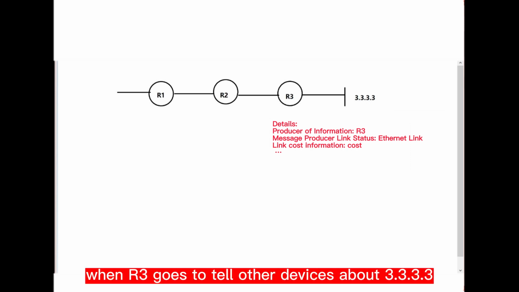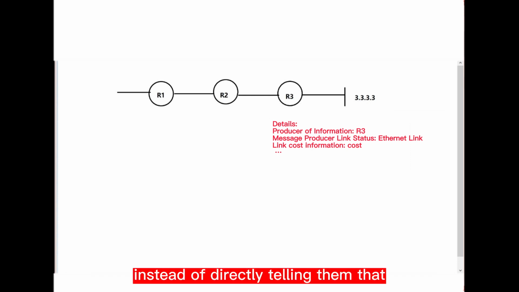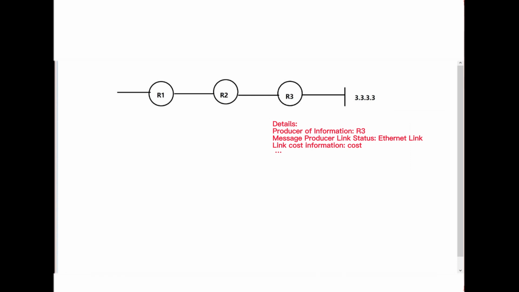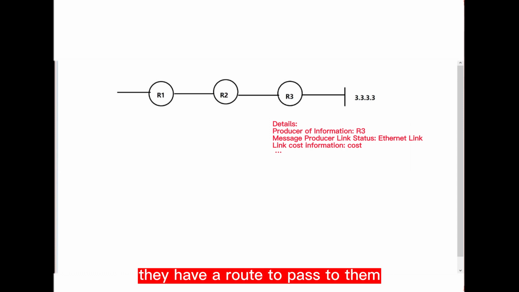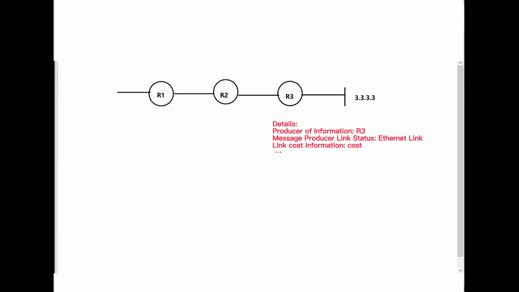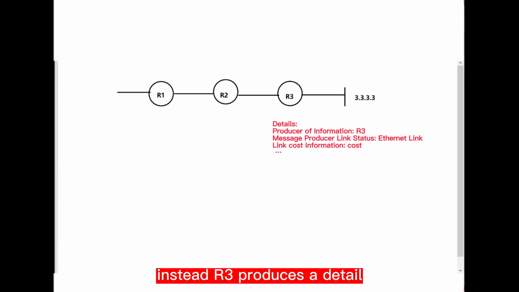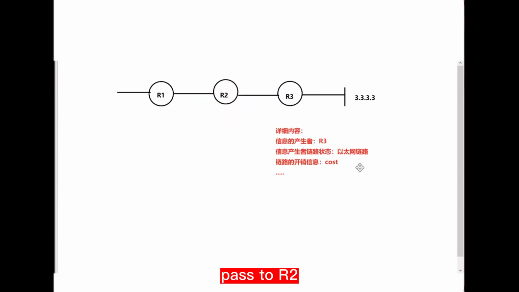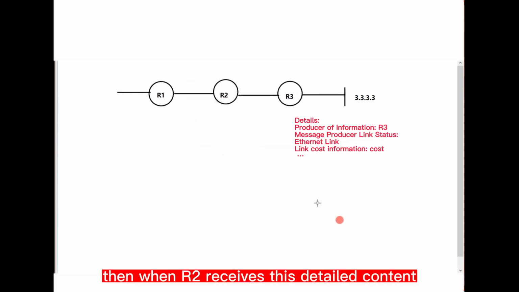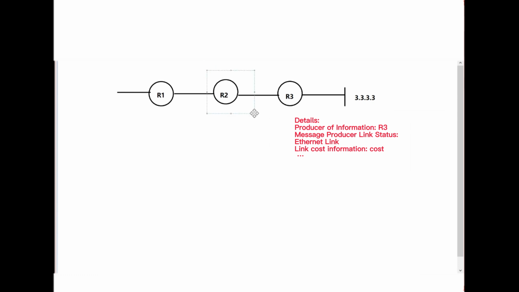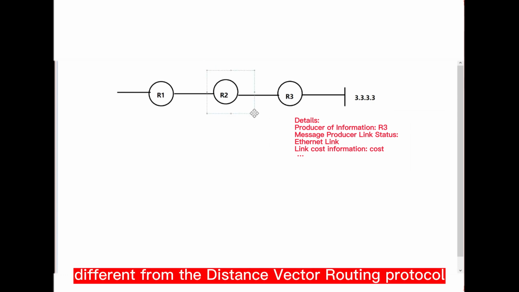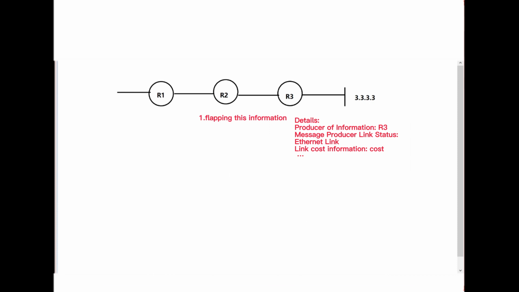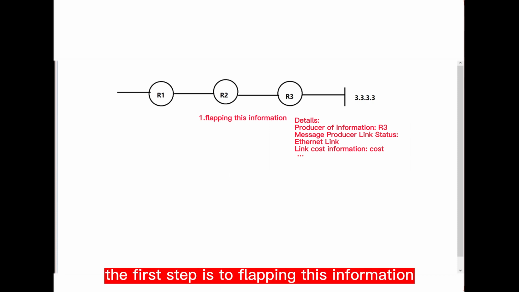When R3 goes to tell other devices about 3.3.3.3, instead of directly telling them that it has a route to pass to them so they add the table, it is not like this. Instead R3 produces a detail and passes this detail to R2. Then when R2 receives this detailed content, it will be very different from the distance vector routing protocol. The first step is to flood this information.